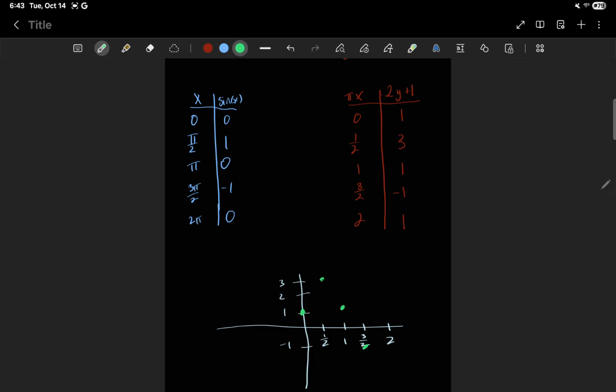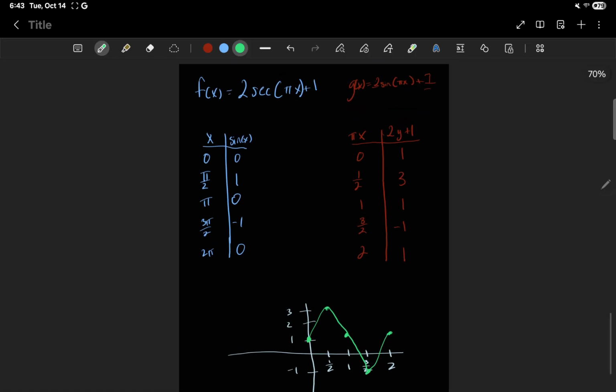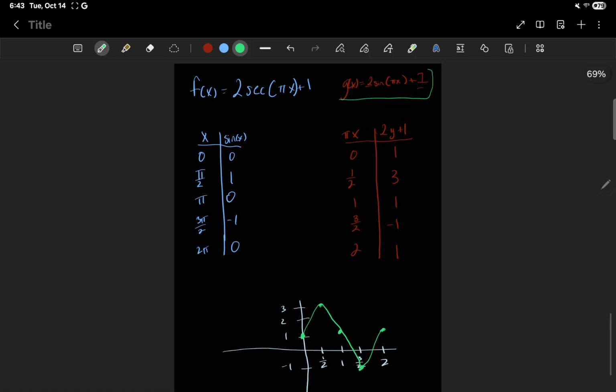Sorry, I just didn't copy that point down right. 2, 1. So then this green graph is actually this guy. And now, we want to graph the blue guy. So let's change our color to blue.